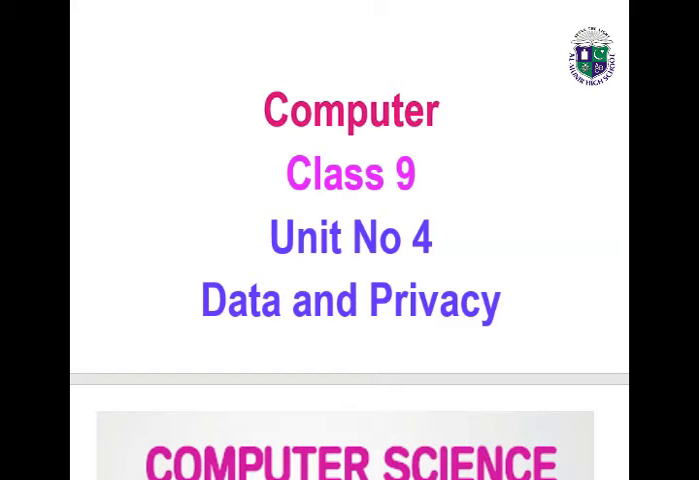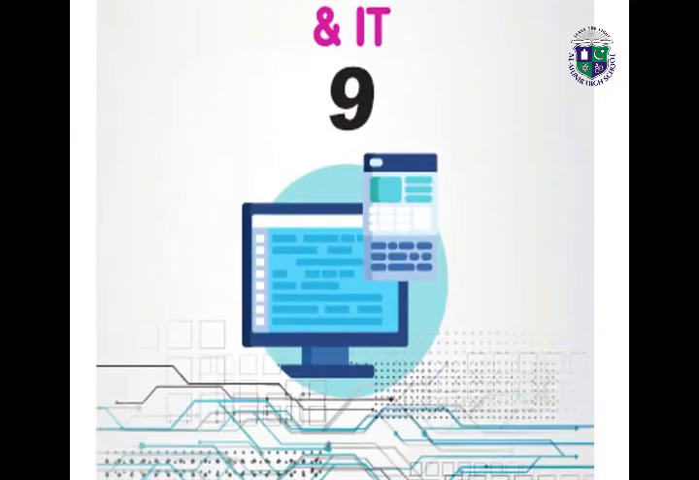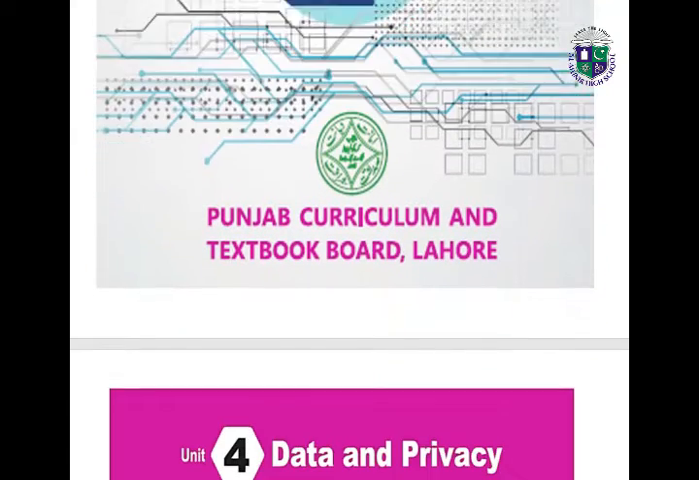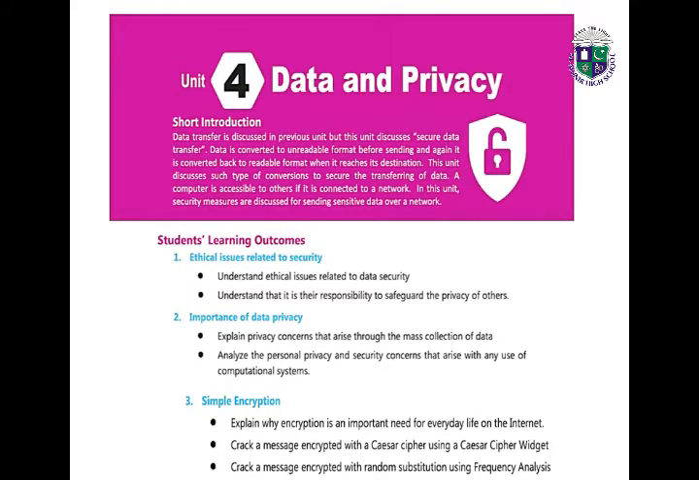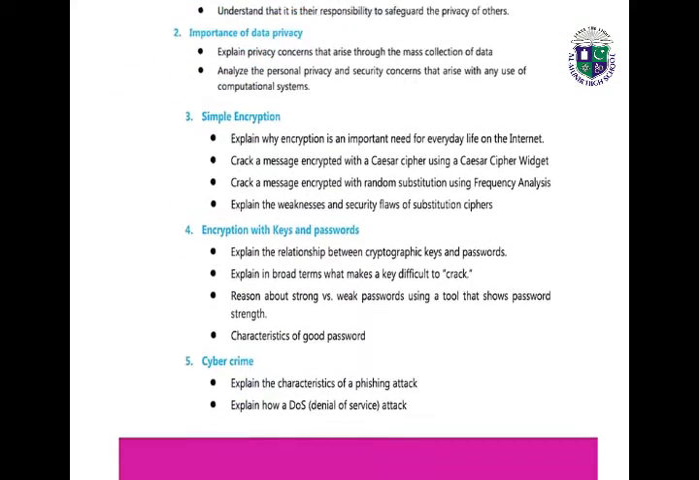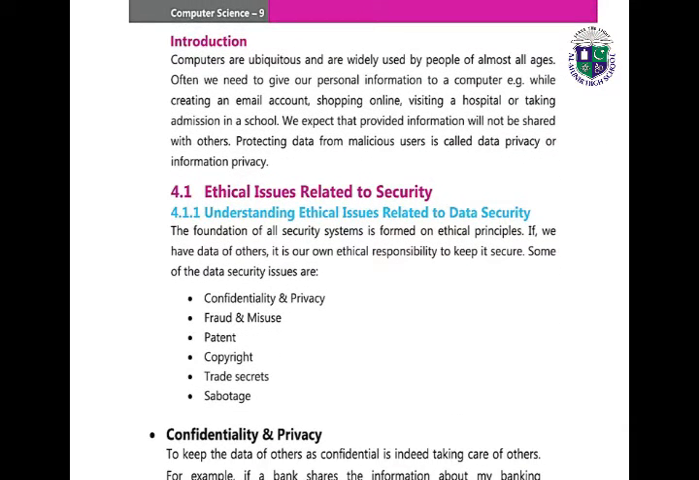Today we are going to discuss our unit number 4. Topic is data and privacy. This is the title page of your computer science book for class 9. Today we are going to learn and read unit number 4, data and privacy. The first topic is about the introduction of data and privacy.